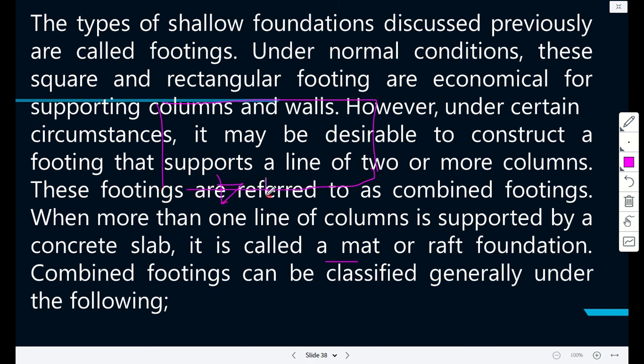So here, maybe this line here, line there, and they have a combined footing, and there, and there, and there. So if these have a combined footing, these have a combined footing, then probably it's better to do a mat foundation. That's what we said. But we can classify them generally as follows.